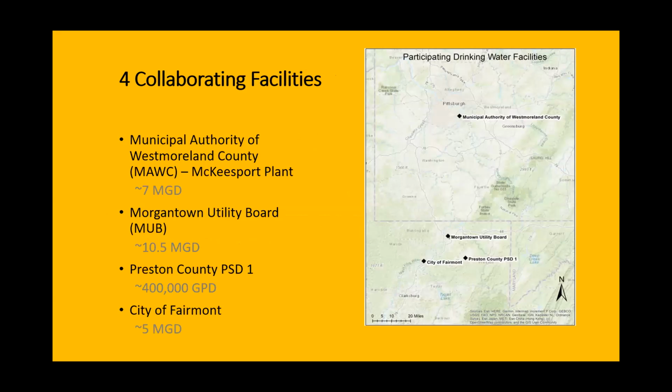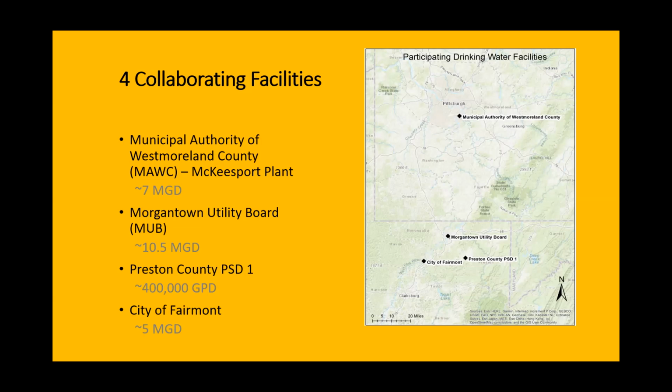To begin the project, we first knew we had to find drinking water facilities that were willing to participate and help us in the research. So we first began calling around, and we saw who wanted to participate, and we ended up with 4 really great facilities to work with. So on this slide, you can see the 4 facility locations and the flow rates. You can see that they have a lot of variety among them, and that there are several larger facilities, and then Preston County PSD1, that was a smaller and more rural facility.